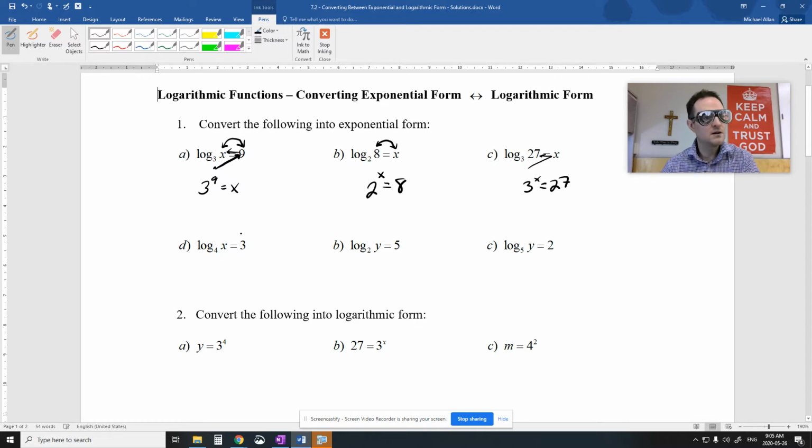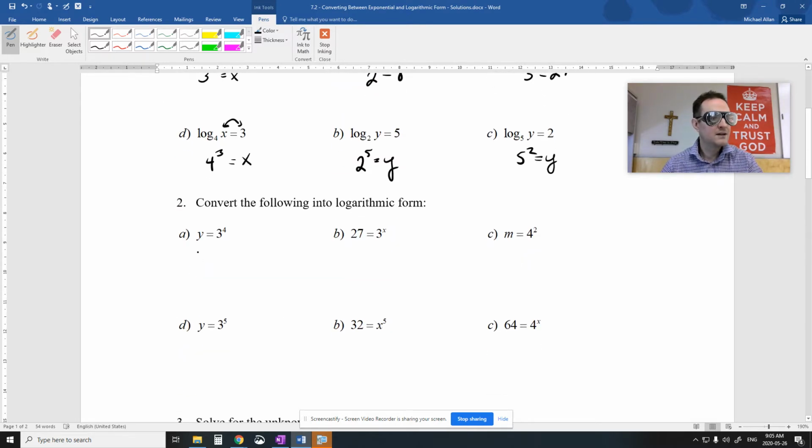Or you could just say that these two things are going to switch and the base stays the same. So this is base 4. So this will also be base 4 down here. So this is base 2. And this is base 5. So it was equal to 2 before. Now the 2 is the exponent. And the y was over here inside this operation. Now it's outside the operation. So that's the answers for those ones.